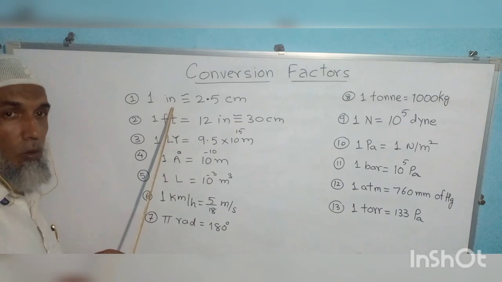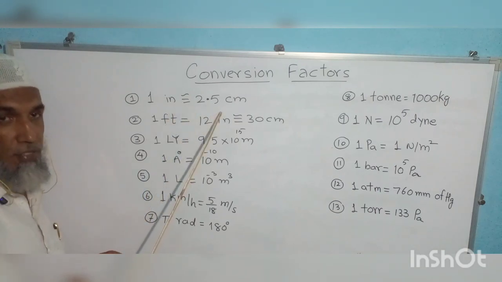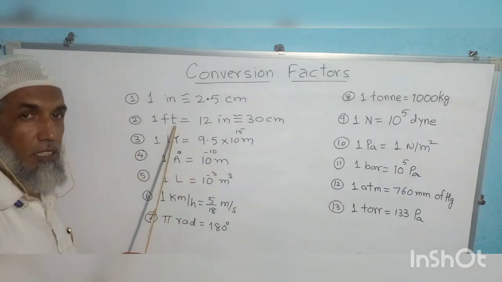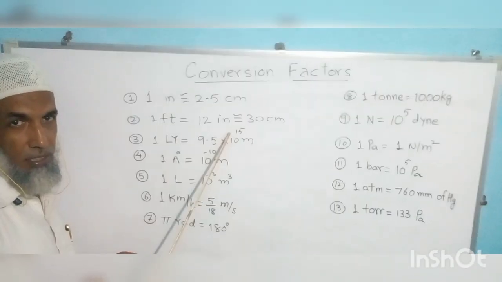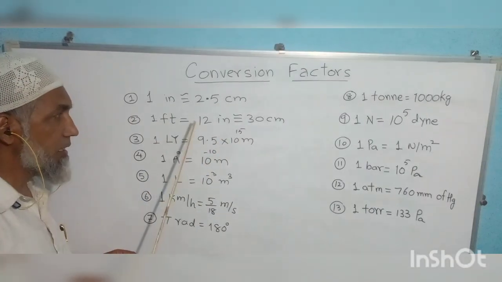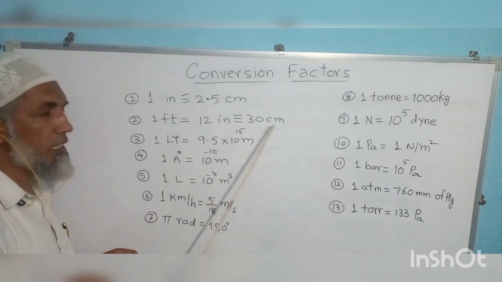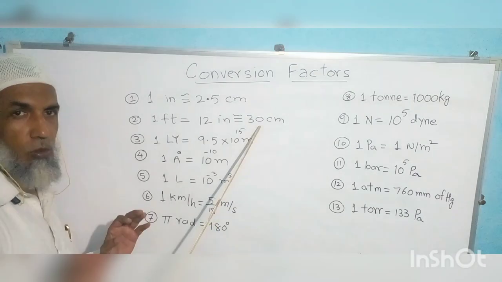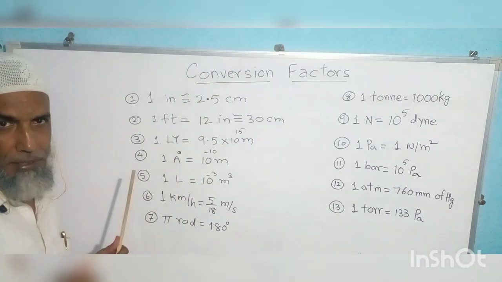1 inch is nearly equal to 2.5 centimeter. 1 feet is equal to 12 inch, and this is nearly equal to 30 centimeter. We are taking round off values in order to be convenient to solve the problems.